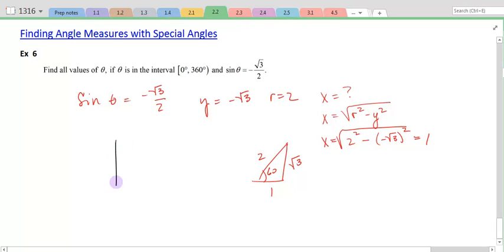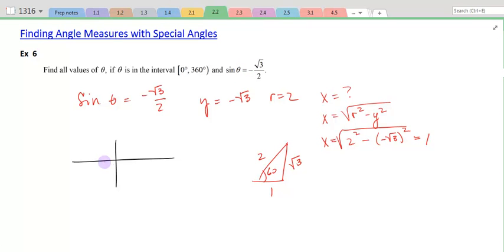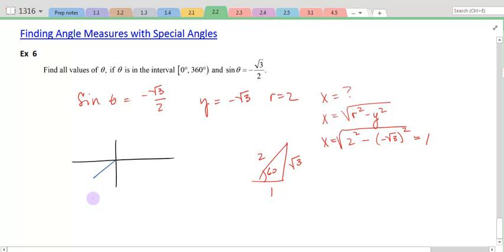Now I'm going to draw my picture, and I'm going to place this 60-degree angle where the sine of my function is negative. Remember that sine is negative down here in quadrant 3 and in quadrant 4. So if this is quadrant 3, then I would have 180 plus 60 giving me 240 degrees. And if I'm over here in quadrant 4, then that would be 360 minus 60, or in other words, 300 degrees.